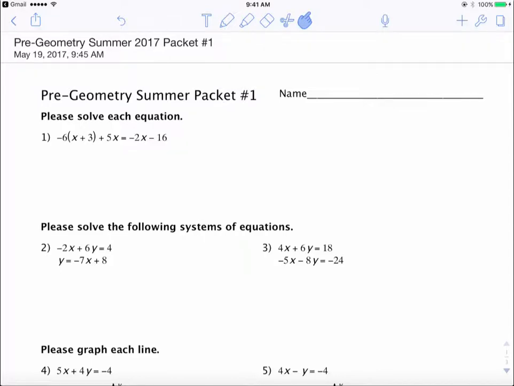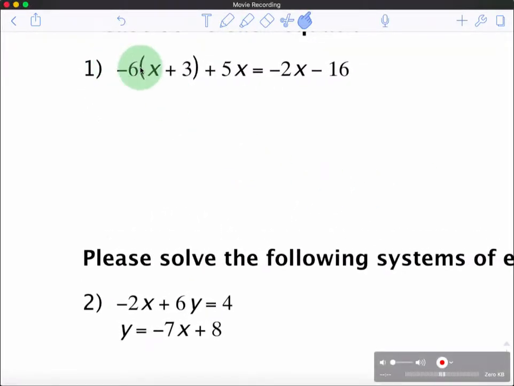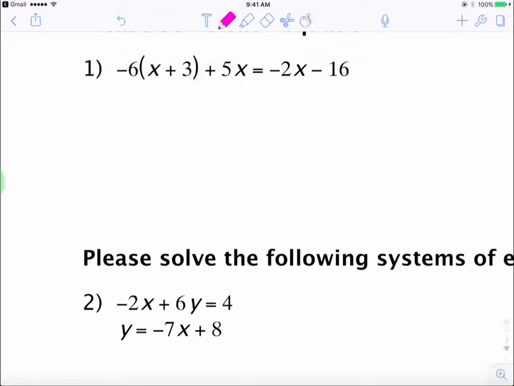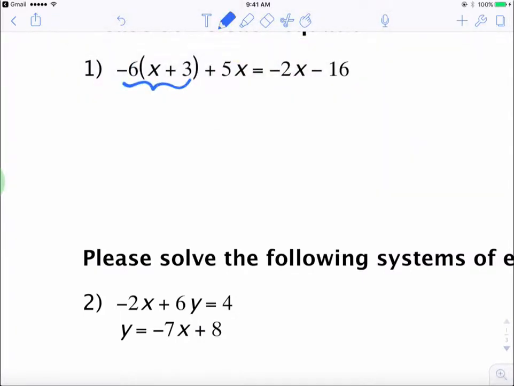So our first question here hits on the concept of solving linear equations. This one involves some distribution right here. We're going to have to collect some like terms. So let's jump right in. The first thing I think I'm going to do is distribute this -6 over that set of parentheses. So -6 times x is -6x. -6 times +3 is -18. And the rest will stay the same for right now.